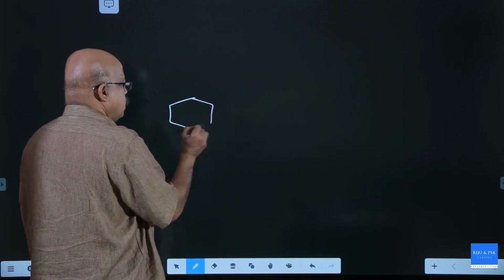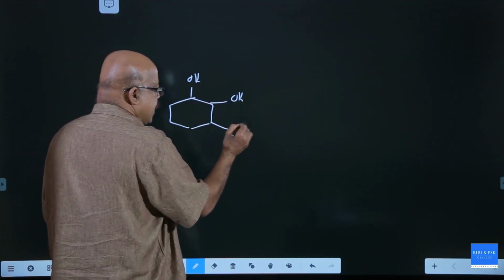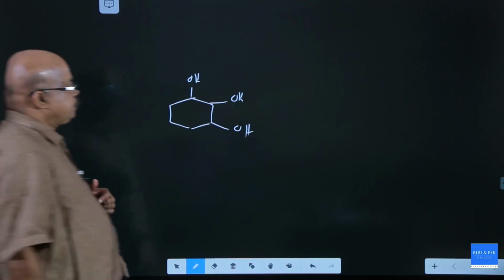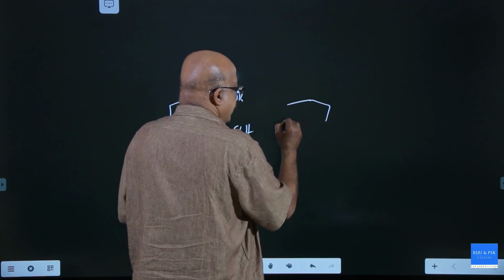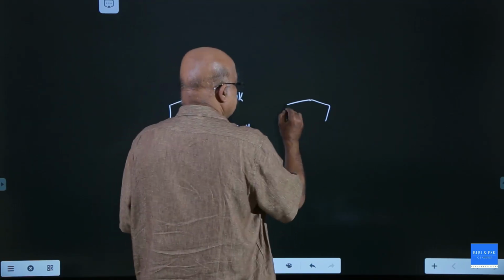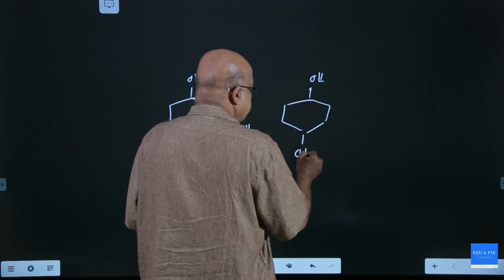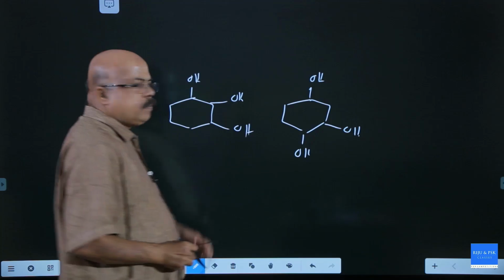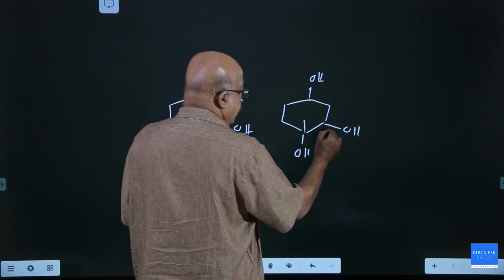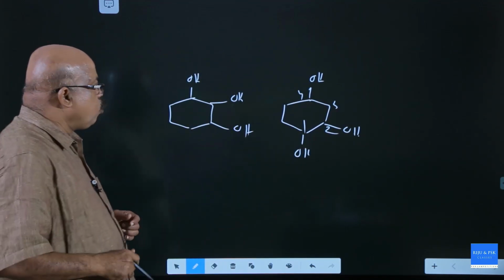This is, what is its name? Cyclohexane-1,2,3-triol. What is its name? Come on. Cyclohexane 1, 2, 4. 1, 2, 3, 4. Cyclohexane-1,2,4-triol.